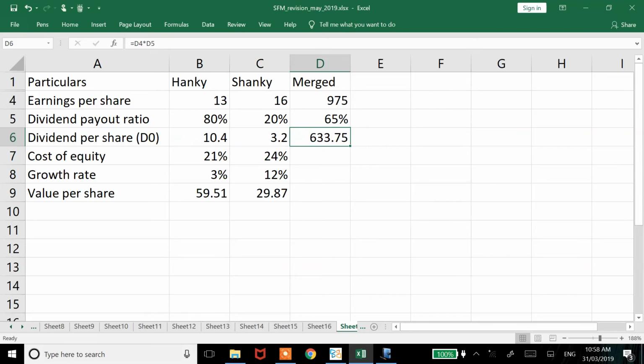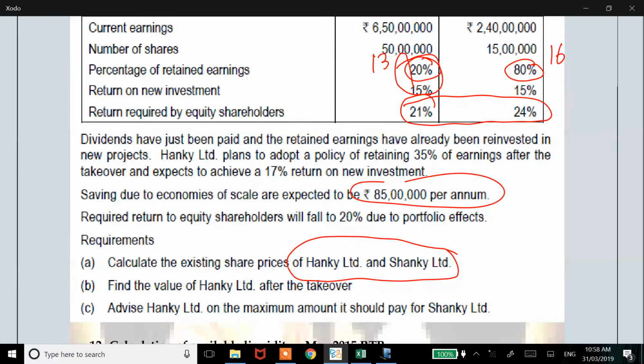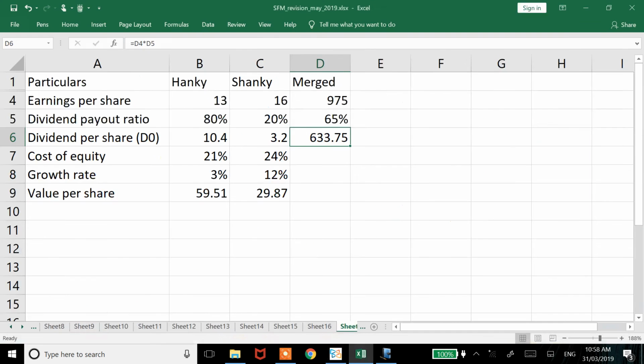Because for the merged entity, I don't have the number of shares data. So that's why I'm not getting into the shares information as of now. They've asked only the market value. Find the value of the company after the takeover. So I don't have anyway the data on the number of shares, and I don't need it also.